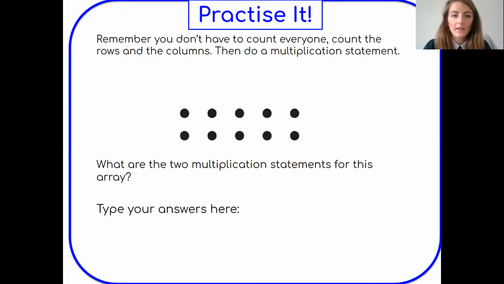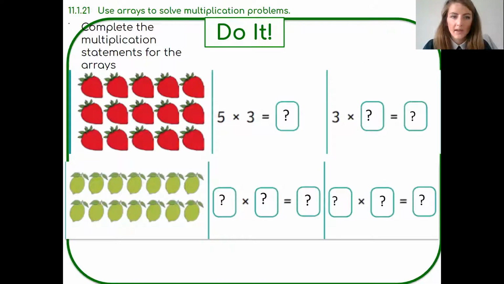Okay, so for your do it, you're going to complete the multiplication statements for the arrays there. We've got strawberries there. So for there, they've done columns first. So we're going to do 5 columns with 3 in each one. How much does that come to? You know how to count up in 3s.